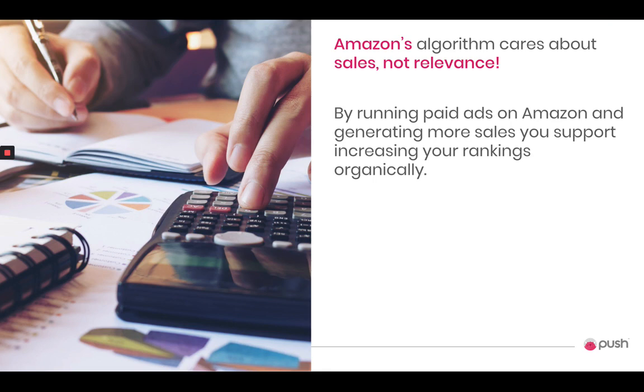Now, Google and Facebook, their algorithms are all about showing people the most relevant information so that people click on the ads and they get revenue from it. Amazon's algorithm is a bit different. They just care about sales. So if you're set up on Amazon currently and you're trying to get more sales, I would 100% recommend looking at running paid ads to make sure you appear at the top of the page.